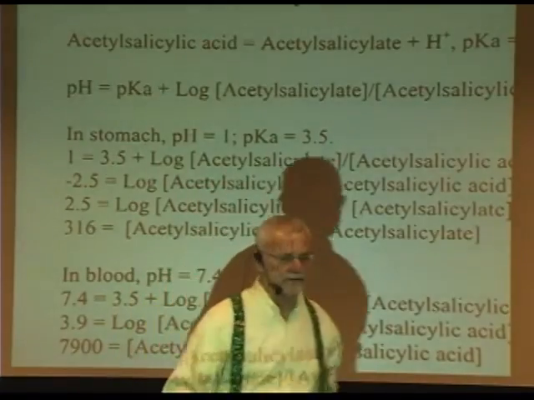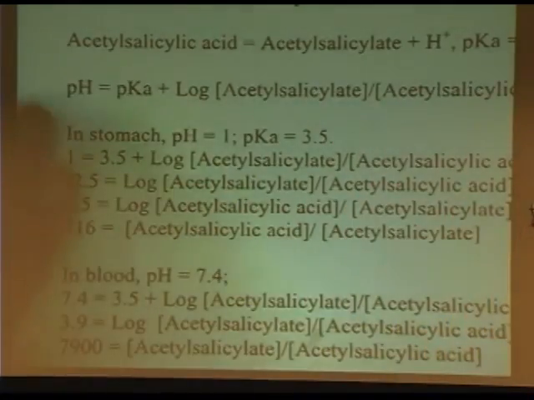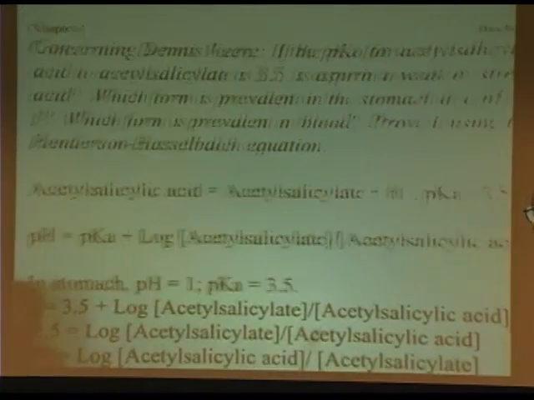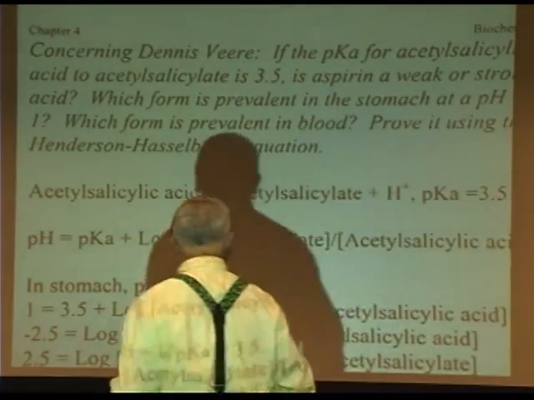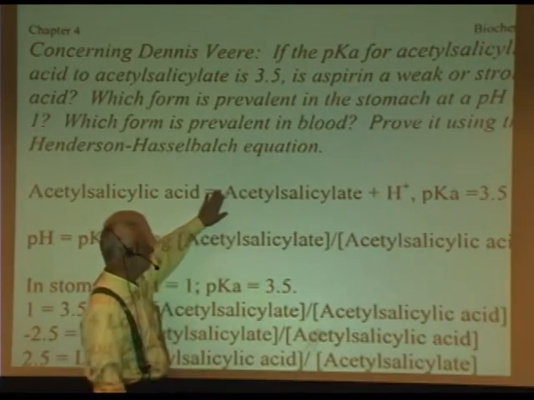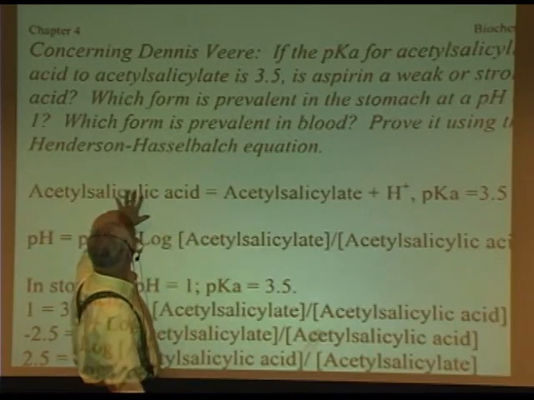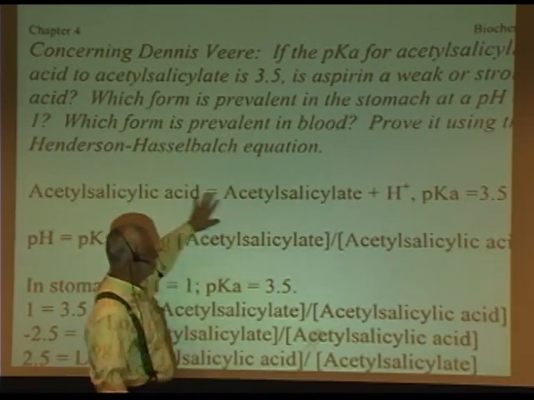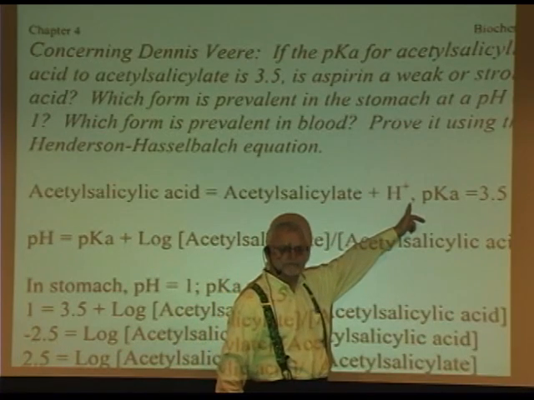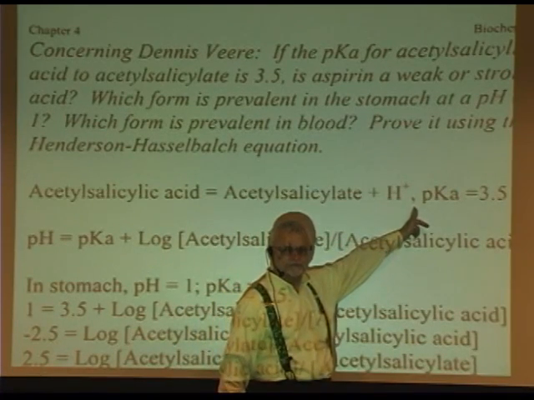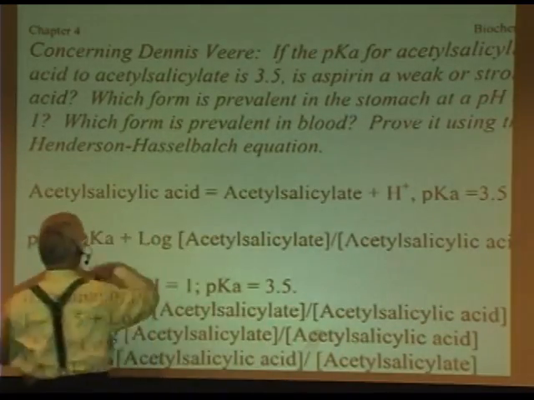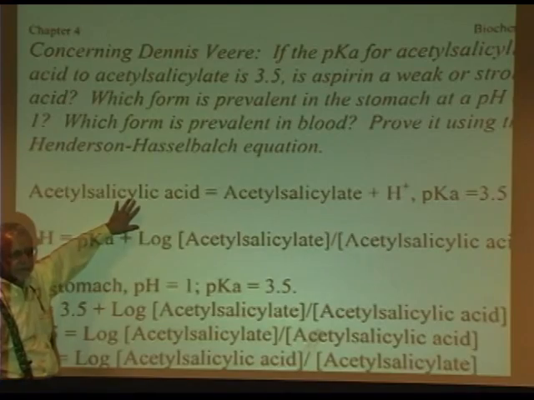Let me bring that top part back down here again so I can go through this. When the pH of a solution is 3.5, you have exactly the same amount of the acid and the salt. Now, what is going to happen if all of a sudden we add a lot more acid to lower the pH of the solution? Well, it's going to drive this reaction in this direction, and you're going to get a lot more of the acid form.